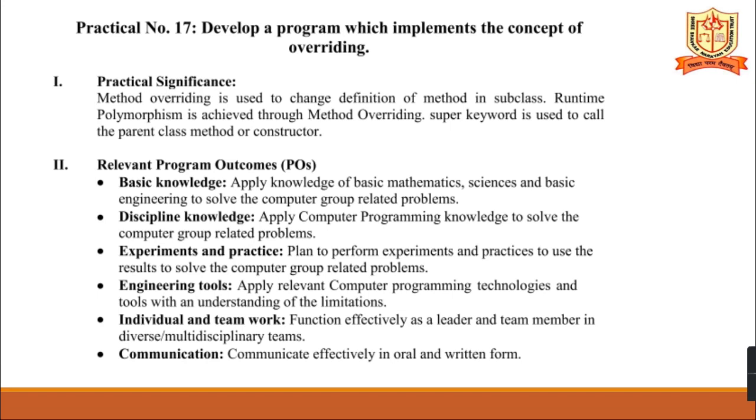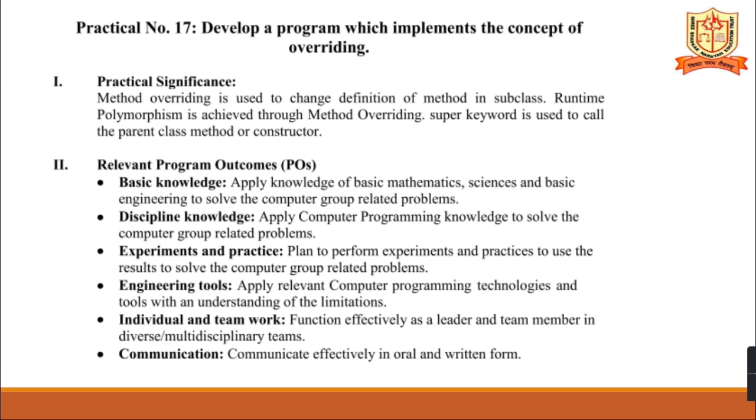So method overriding means what? When the method name and the parameters in both the superclass as well as the subclass are the same, that is called method overriding. That way you will come to know which method is called during runtime. That's why it is called runtime polymorphism.